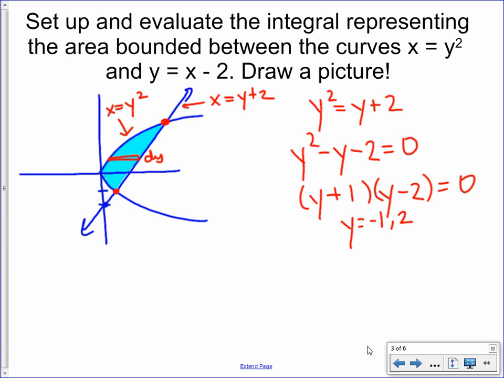So for this integral, we intersect down below at y equals negative 1. We intersect up top at y equals 2. Our very right function is y plus 2, minus our very left function, which is y squared.